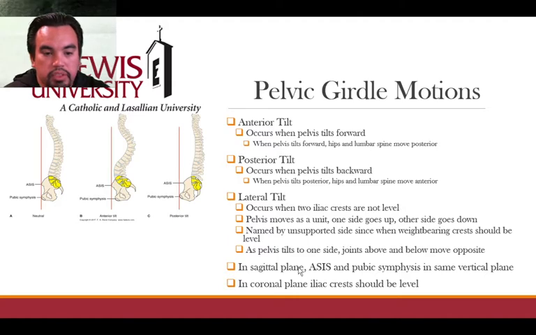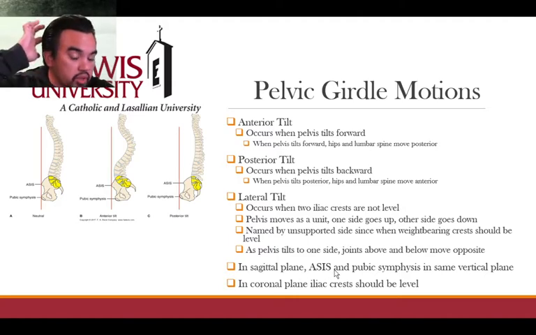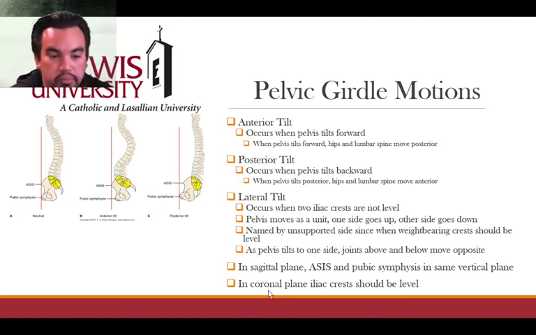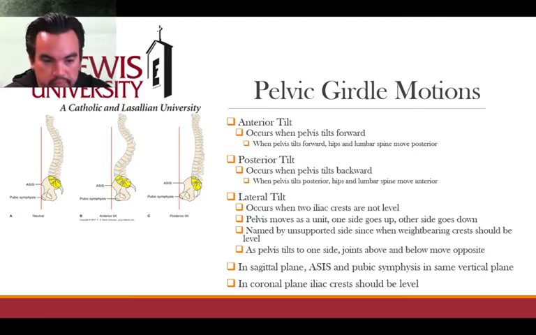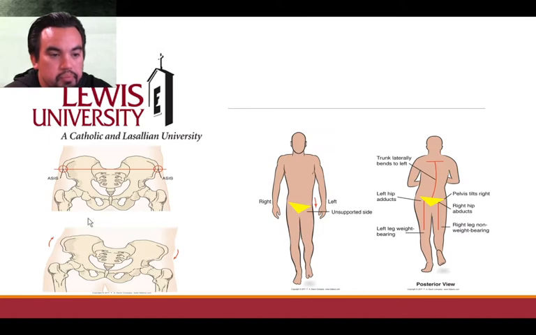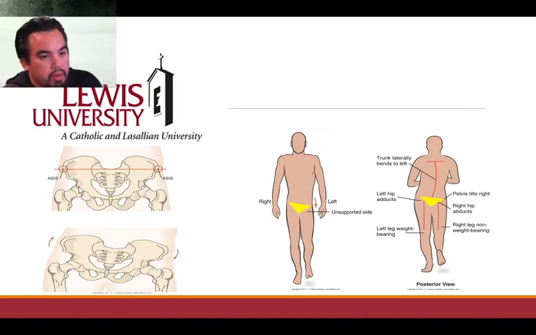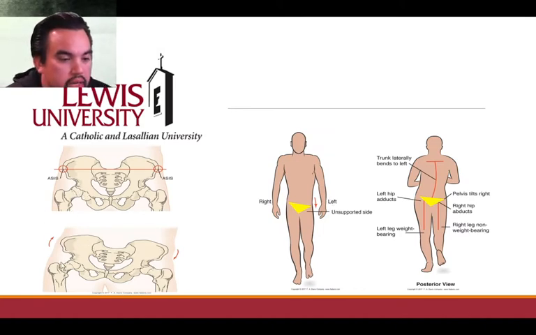As the pelvis tilts to one side, the joints above and below it move opposite. So in the sagittal plane, the ASIS and the pubic symphysis are in the same vertical plane. In the coronal plane, the iliac crest should be level as well. So this is what we're talking about here. You can kind of see how the ASIS is what we're measuring with our lateral movement right there. This is a nice level pelvis.